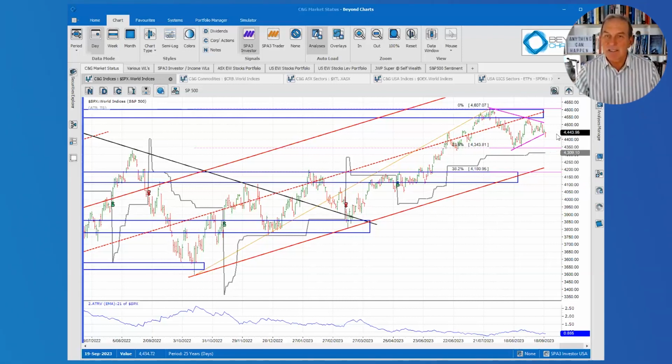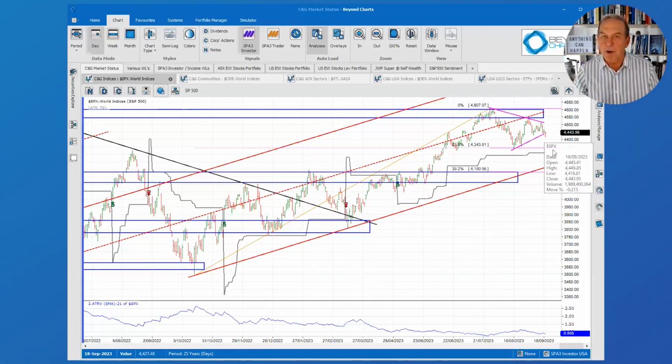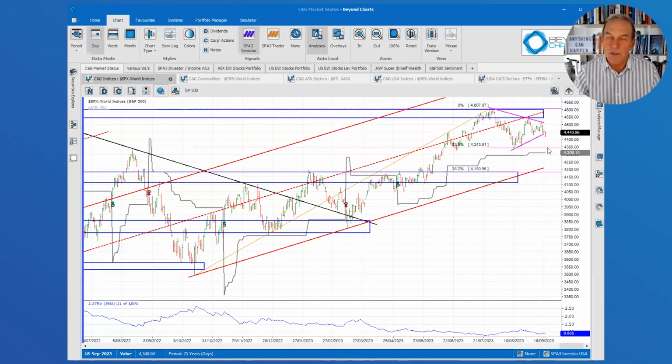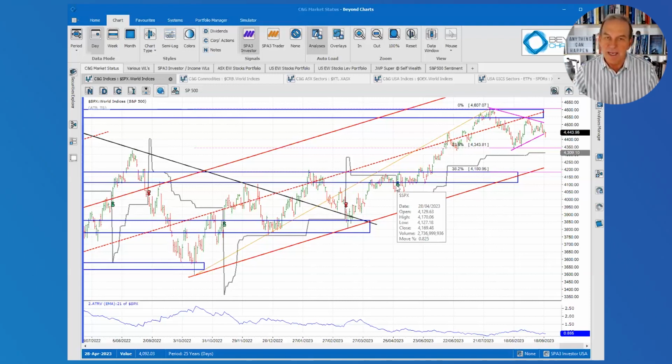The case for the downside is that we see a sharp breakdown here, break through the 23.6% retracement line here, which is 4343.81, and then even break below this trailing stop we have on the SPA 3, the buy-sell algorithm, which is where the entry was back over here in April. So this trend is still up. We've got some room here above the trailing stop.